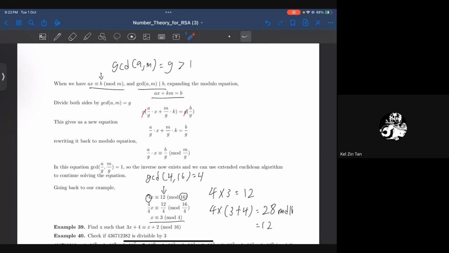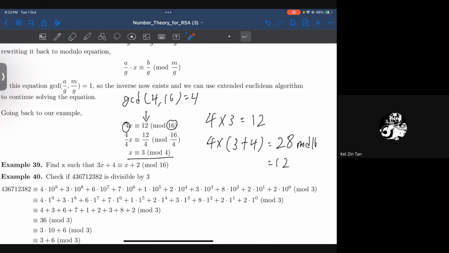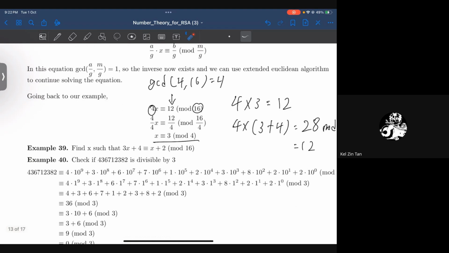Okay. Great. So I leave this as an exercise on how to find x. We have that 3x plus 4 is equal to x plus 2 modulo 12. So the thing is basically the same. You move this over, you move this over, then you get that 2x is congruent to minus 2 modulo 16, and then you just work out the rest yourself. I will put it in the exercise afterwards also.